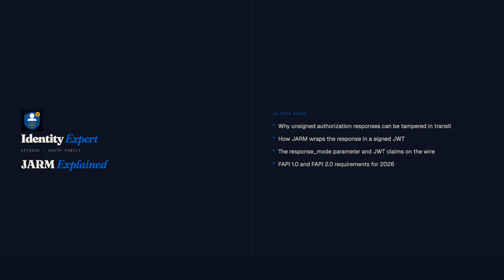In this guide: why unsigned OAuth authorization responses are vulnerable to tampering, how JARM signs the entire response as a JWT bound to client and server, what the JWT claims and response mode parameter look like on the wire, and when FAPI 1 and FAPI 2 require it.